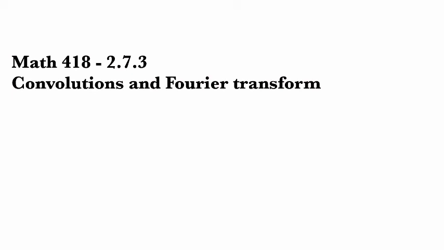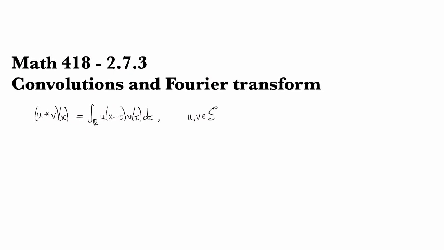So just like for the Laplace transform, convolutions are really useful for working with the Fourier transform, and they're defined the same way. So the convolution of u and v at some value, let's say x, because it's a space variable, is going to be the integral over R of u(x minus tau) v(tau) d tau, right? And so this is valid for any elements of the Schwartz class.